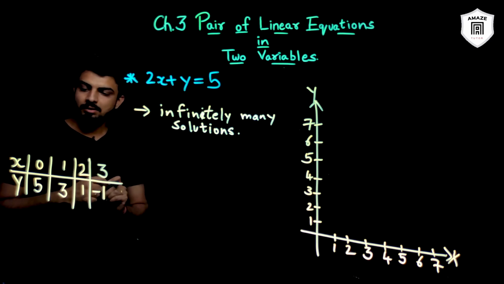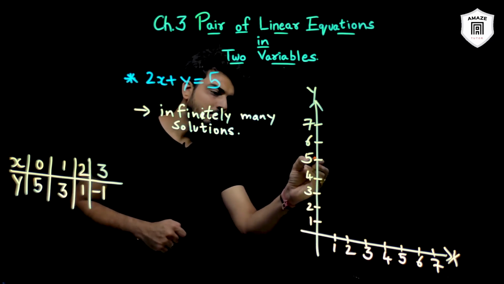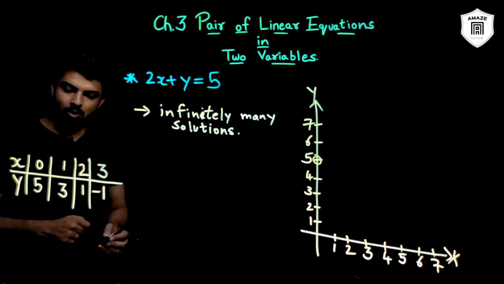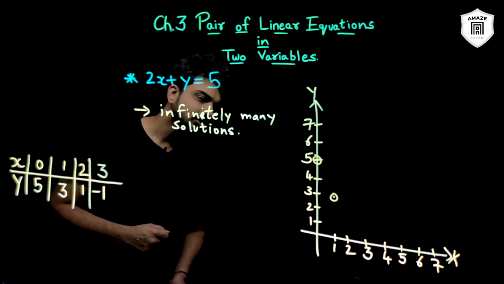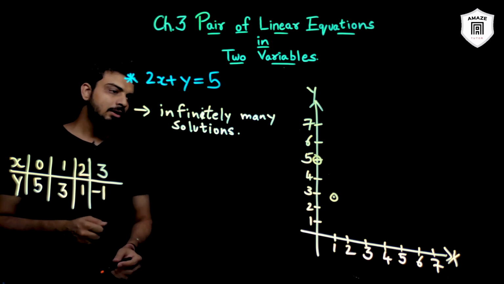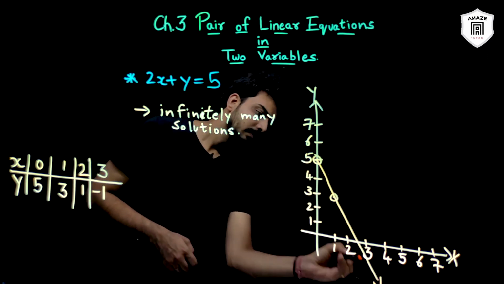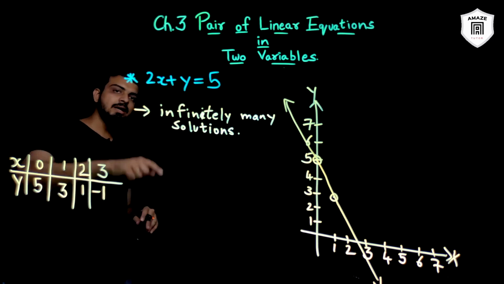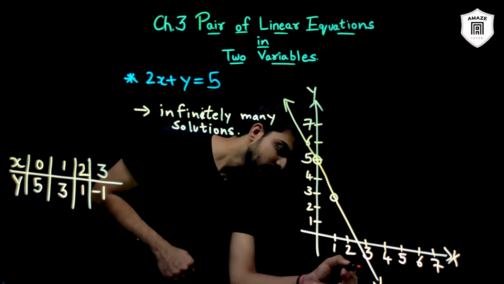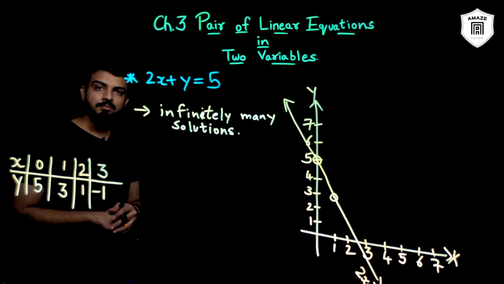So let's plot (0, 5), here it is. Okay, (1, 3), it is here, right? So only 2 points are enough to make a straight line. So it will pass through like this. Okay, so this is a line representing this equation: 2x plus y equals 5, right?